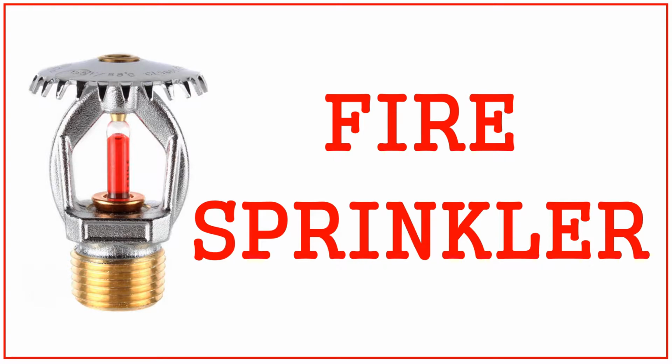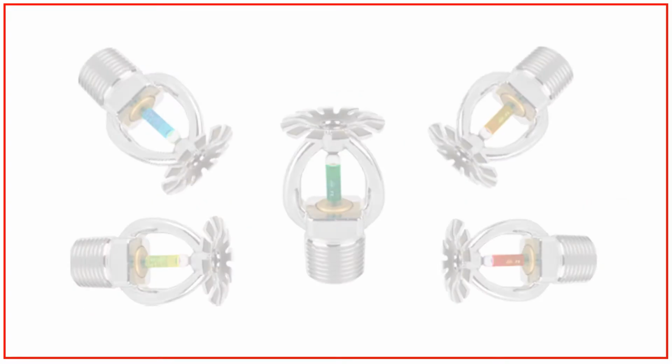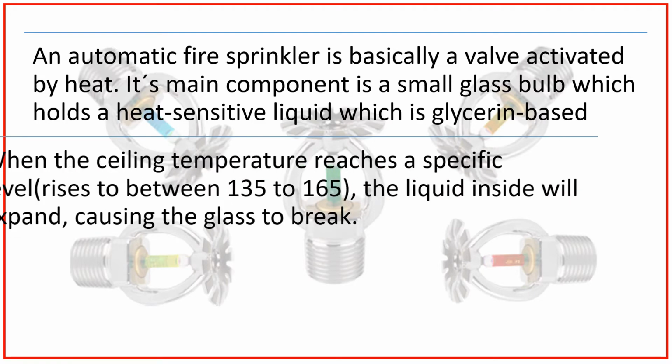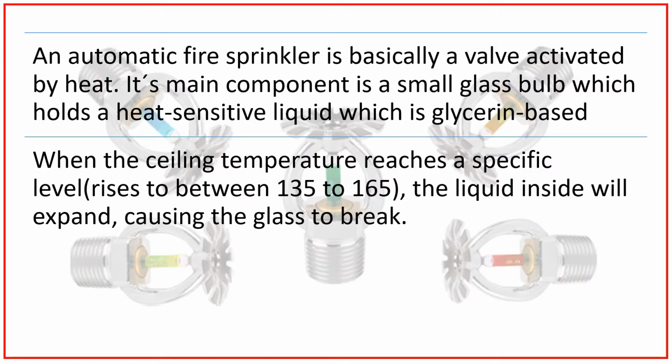A fire sprinkler or a sprinkler head is a component of a sprinkler system that discharges water when the effects of fire have been detected. An automatic fire sprinkler is basically a valve activated by heat. Its main component is a small bulb which holds a heat sensitive liquid which is glycerin based. When the ceiling temperature reaches a specific level, which means 135 degrees Fahrenheit to 165, the liquid inside will expand, causing the glass to break.